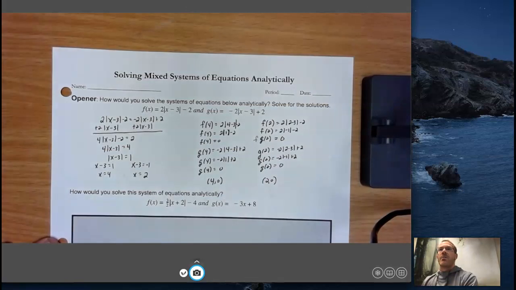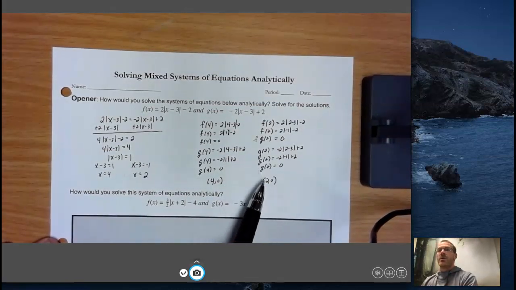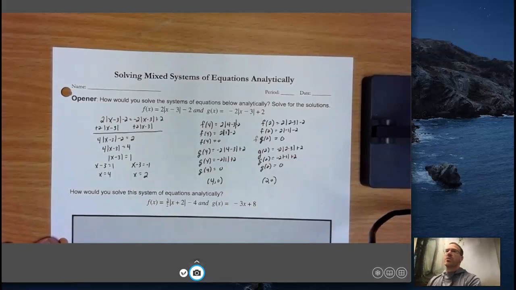When I plug in 2, I get f of 2 is 0. When I plug 2 into g, once again, I get 0. So I know that that's a point of intersection. Now, all of this is just extra work. That's just a way for you to double check your work. So you should be doing this on a self-assessment, on a regular assessment. It's just a great thing to be able to do.